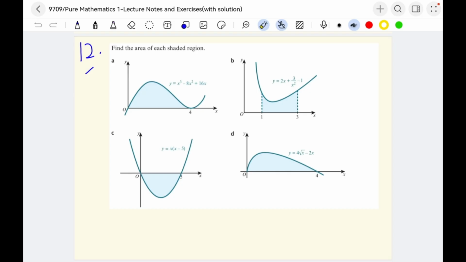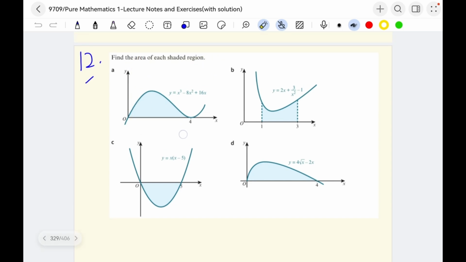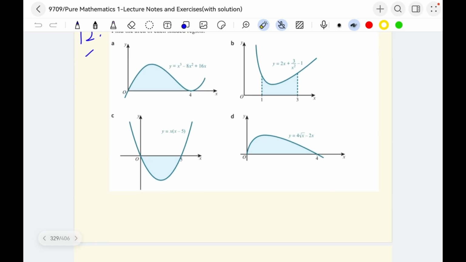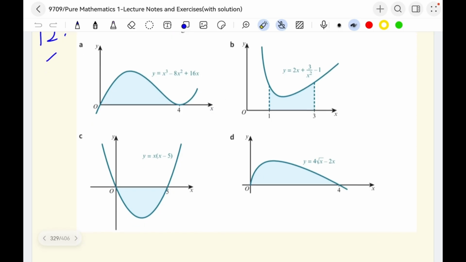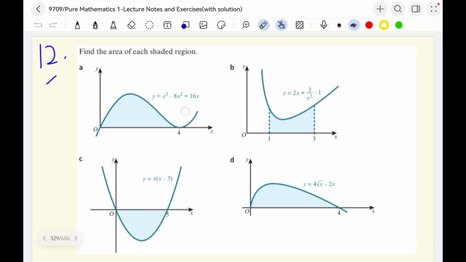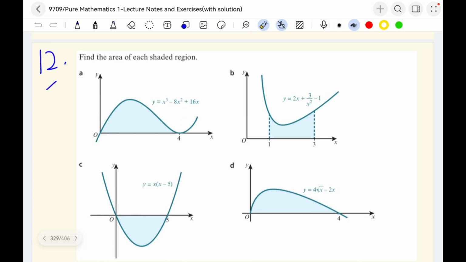Okay, so for this case, the area of each shaded region is the sum of each strip, following the Riemann sum. But in A levels, you don't have to prove the Riemann sums to get the area of each shaded region. However, you should know how to grasp that the area under the curve is actually the integration for certain boundaries.